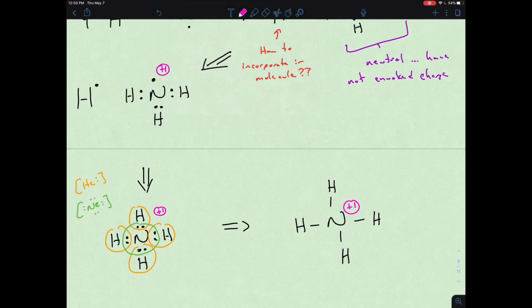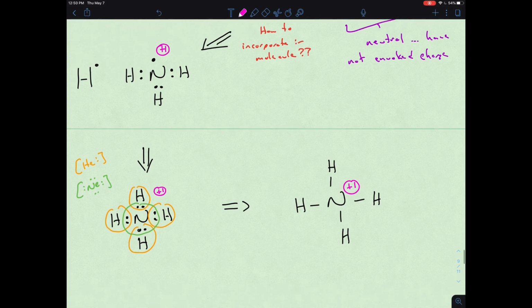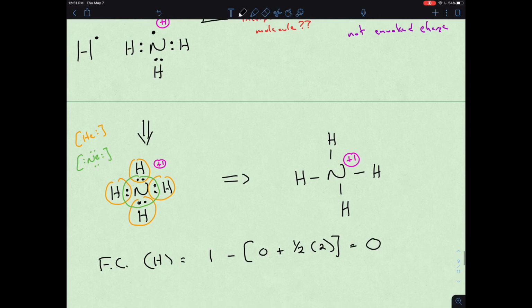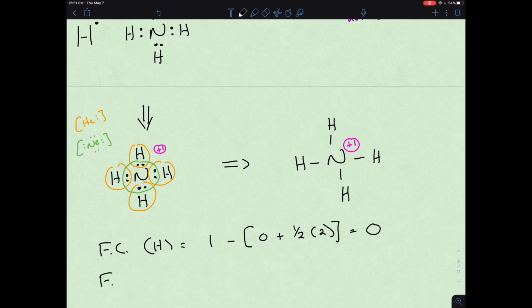But my nitrogen is actually +1 charged. And we can do that via that combination of formal charge. If we look at the formal charges of our hydrogen atoms, each one has 1 valence electron, no lone pairs, and 1 bond or sharing of 2 electrons. And so that's where the 0 formal charge comes from for the hydrogen.